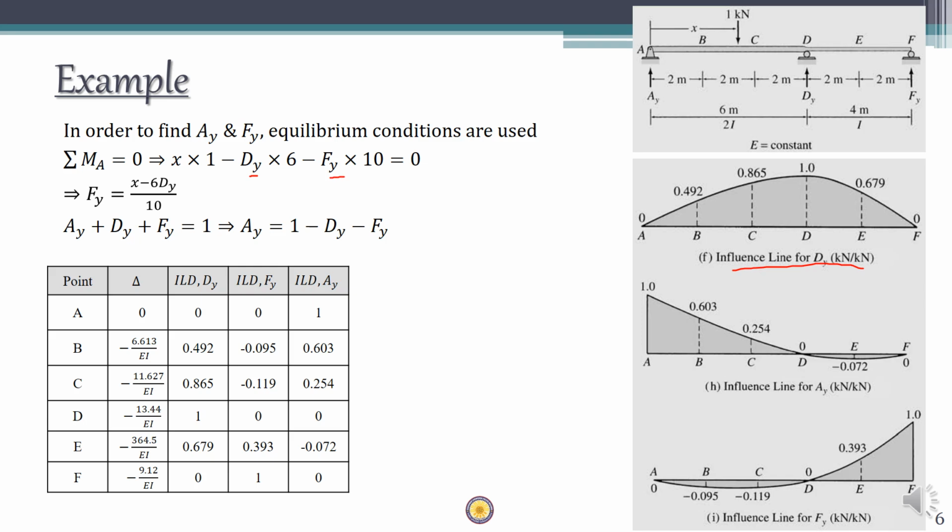So for each value of x, let's say for point A, the x value is 0 and the dy value is 0, which means that the fy value is going to be 0.